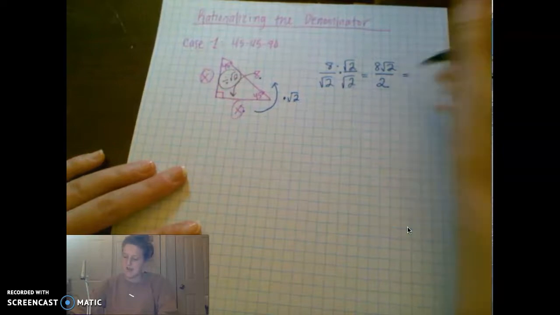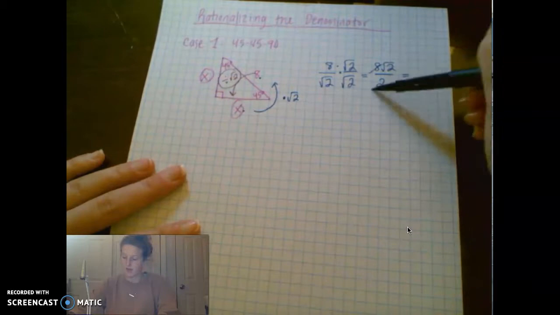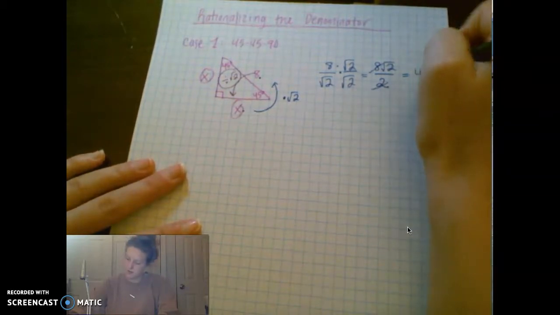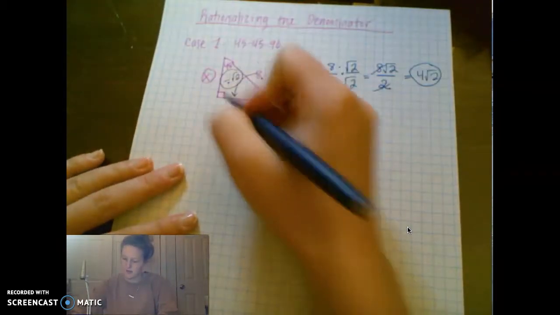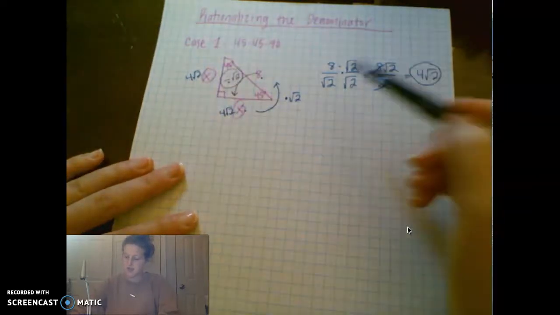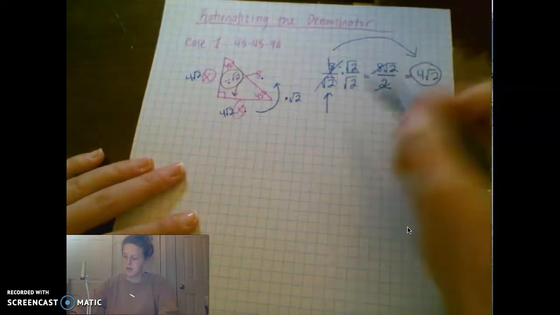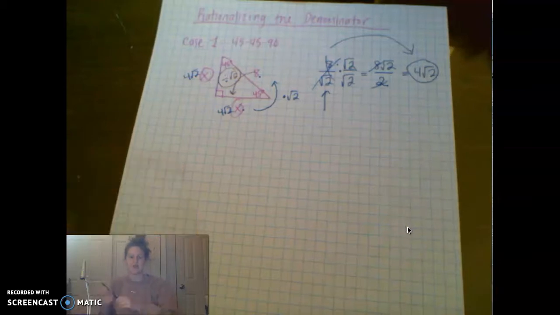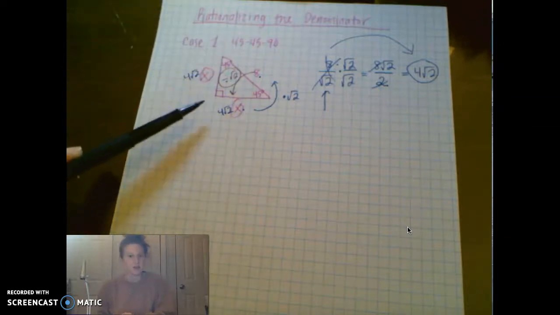And I'm still not yet done, right? I want simplest form. 8 over 2 simplifies down to what? We have 4 radical 2. And that is my answer. So both of these legs are 4 radical 2. I do not want to write 8 radical 2 over 2. I want to simplify down until I get no square roots in the denominator, and my final answer is 4 radical 2. Okay, that's case one. That's the only time you're going to have to rationalize when we're dealing with a 45, 45, 90, is when going from the hypotenuse to the leg.